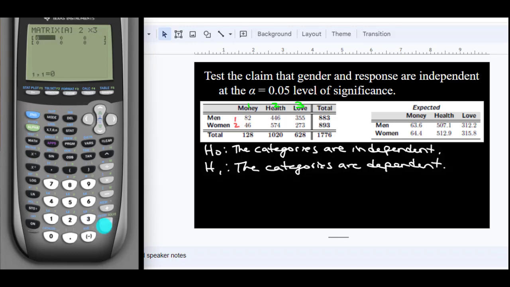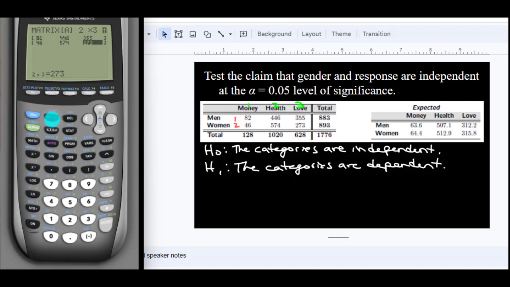And so once you put those in, you can see I've got a matrix here that looks like our table. So then we will just enter these in: 82, enter, 446, enter, 355, enter, 46, enter, 574, enter, and 273, enter. Oops, I didn't get the 273. Let me type that in again, 273, enter. Okay, so now we should be good.